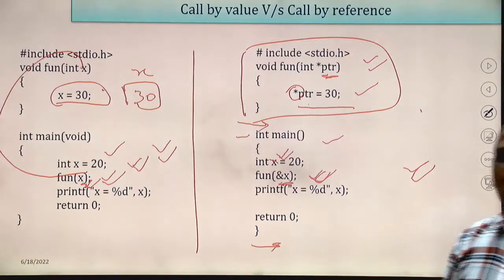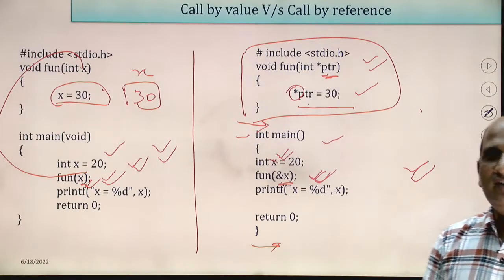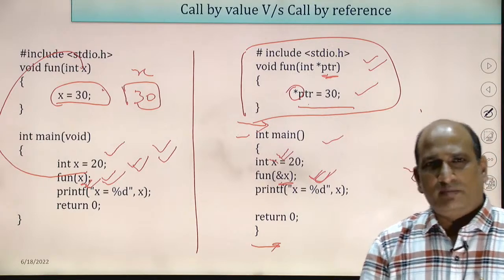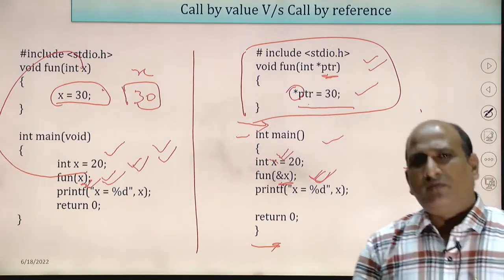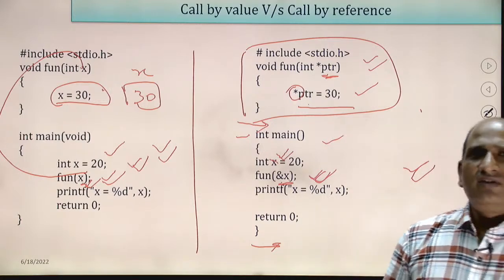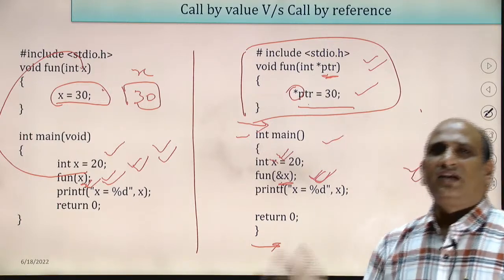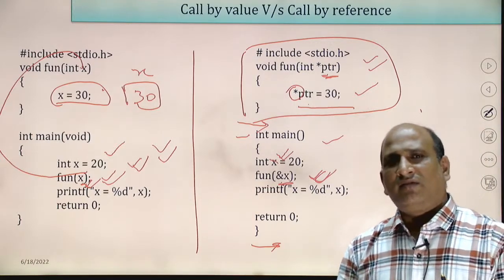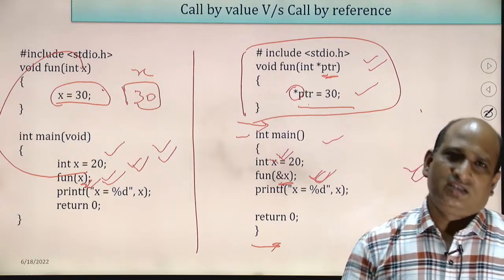This way we can see that by calling the function by passing the value of the actual parameter, the value of the actual parameter remains unchanged, but whenever we call the function by passing the references, the addresses of the actual parameter, the value of the actual parameter changes.